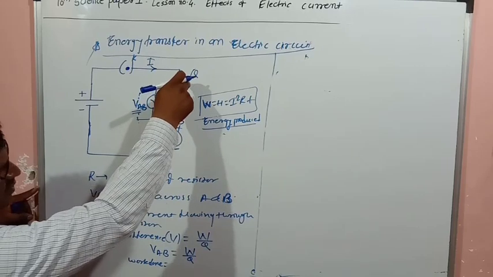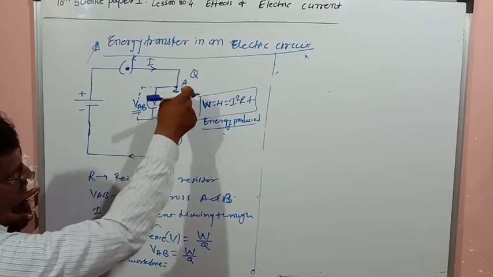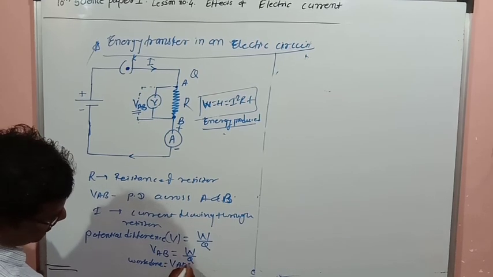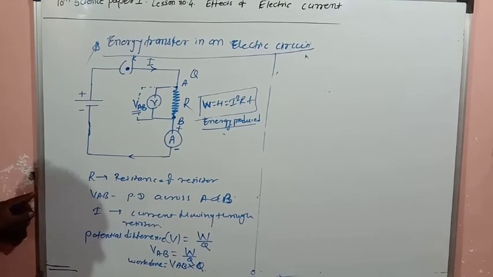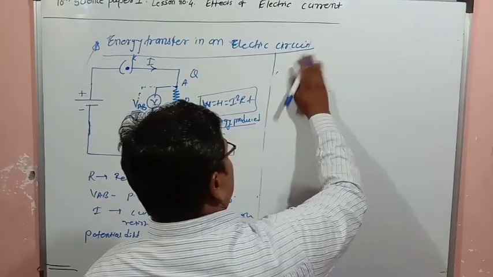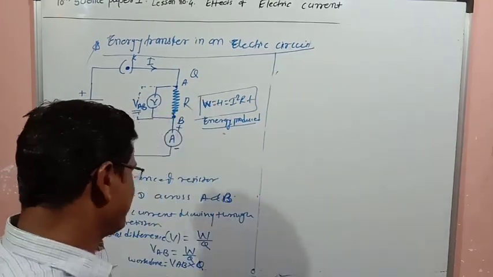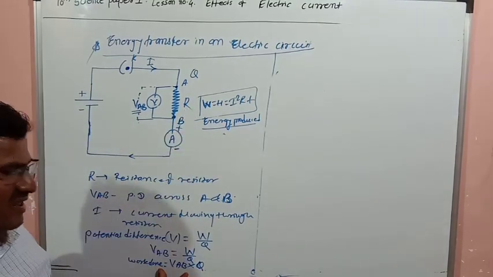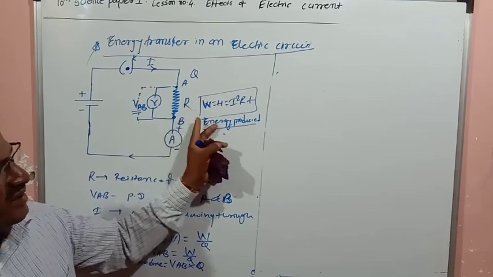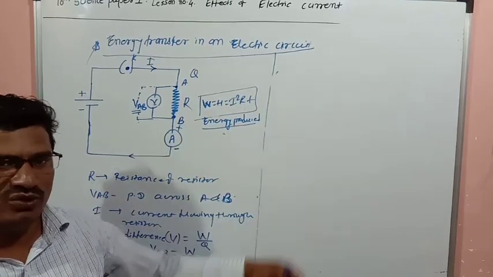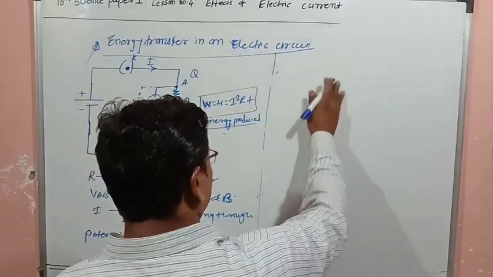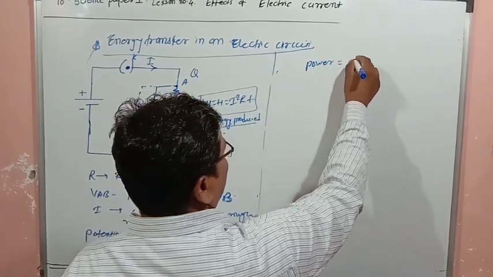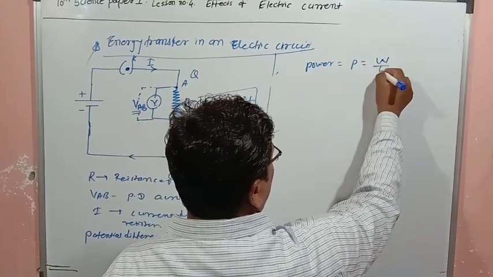To carry charge from A to B, to transfer charge from A to B, that work done is equal to VAB into Q. This work is done to carry the charge, and when charge is flowing, heat is produced, and that heat is exchanged with the environment. One more important thing, we know power. Power P is equal to W upon T.